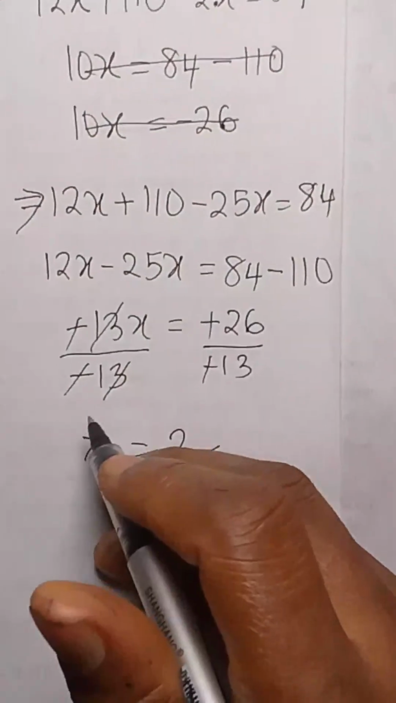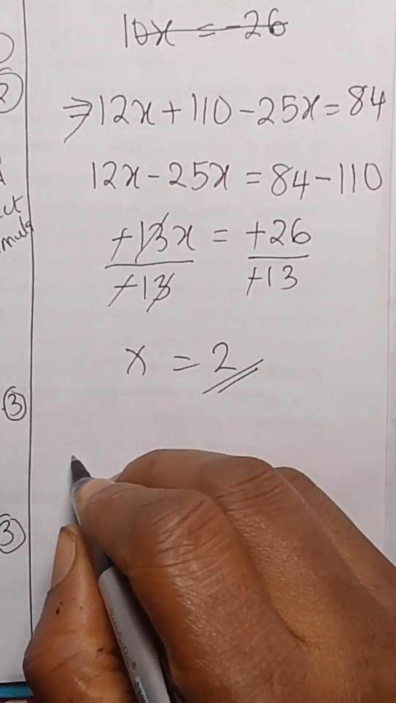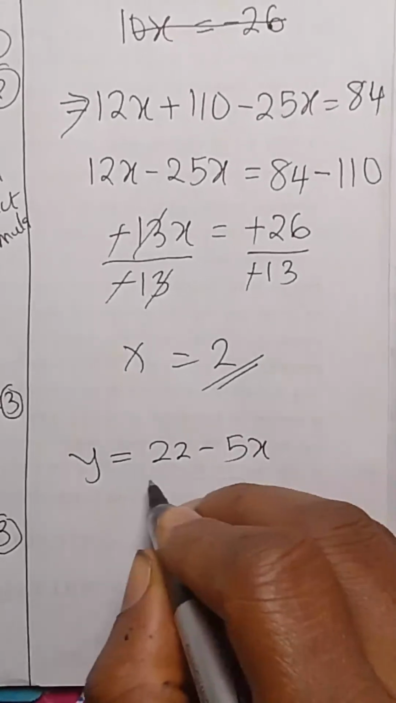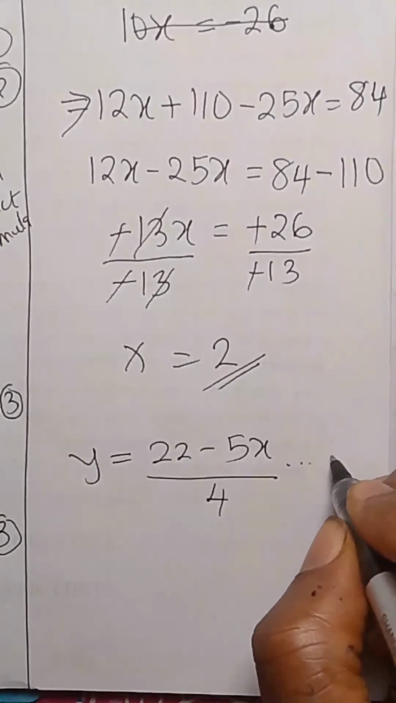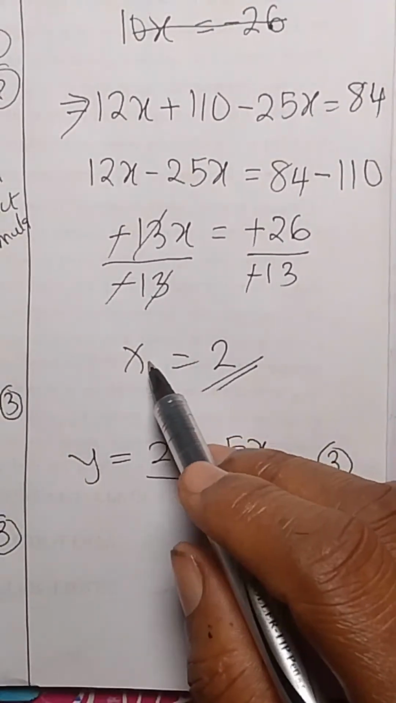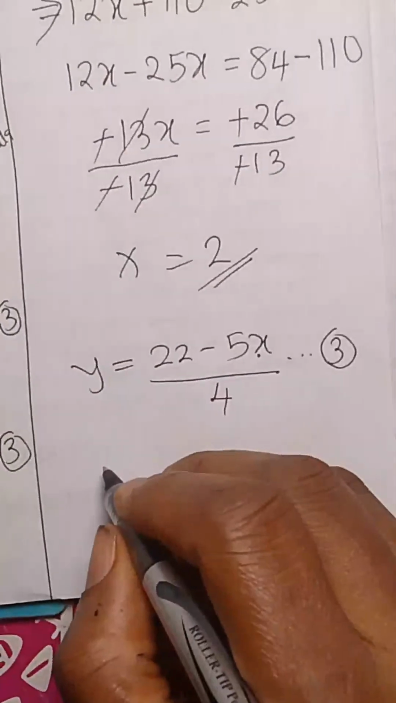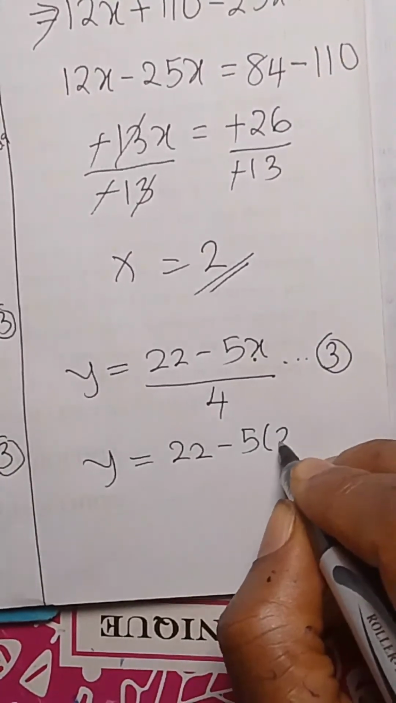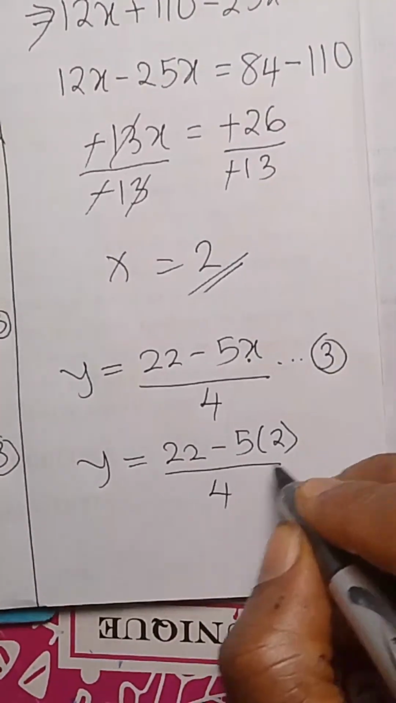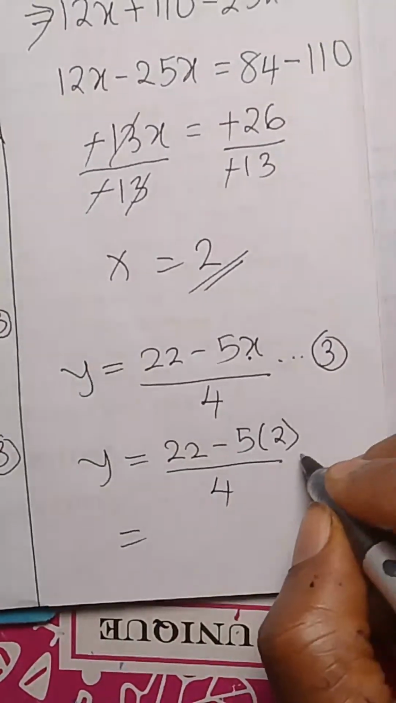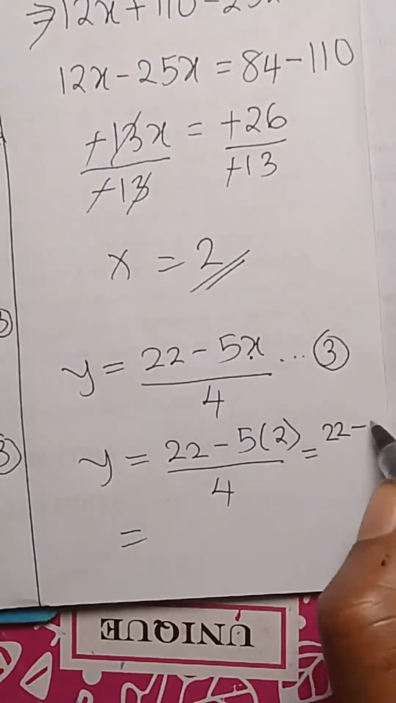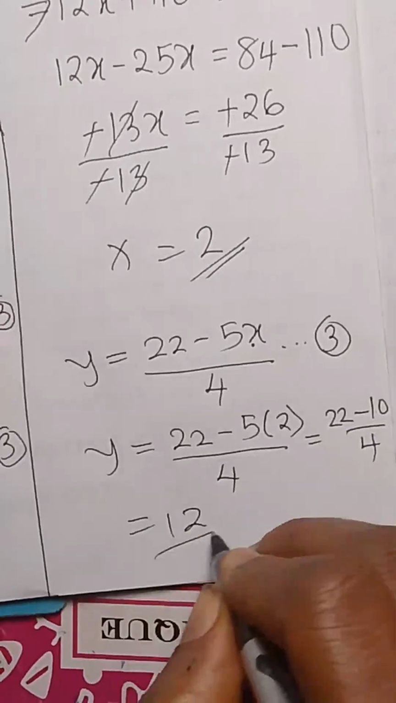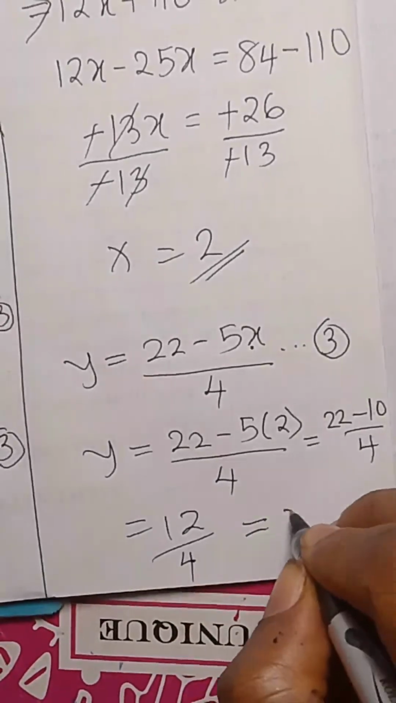Now to find our y, we recall that our y is equal to 22 minus 5x all over 4. That is our equation 3. So I'm just going to put x in this equation and solve. So y is equals to 22 minus 5 bracket 2 all over 4. This is equals to 22 minus 5 times 2 is 10 all over 4. 22 minus 10 is 12 all over 4. So our y is 3.